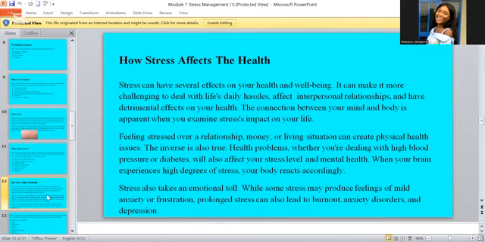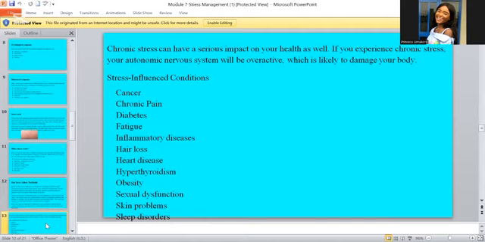Now, how does stress affect the health? Stress can have several effects on the health and well-being. It can make it more challenging to deal with life's daily hassles. It can affect interpersonal relationships and have detrimental effects on the health. The connection between the body and mind is apparent when we examine stress's impact on the life. So feeling stressed or overwhelmed about relationships, money, or living situation can create physical health issues. Chronic stress can have an impact on the health as well.